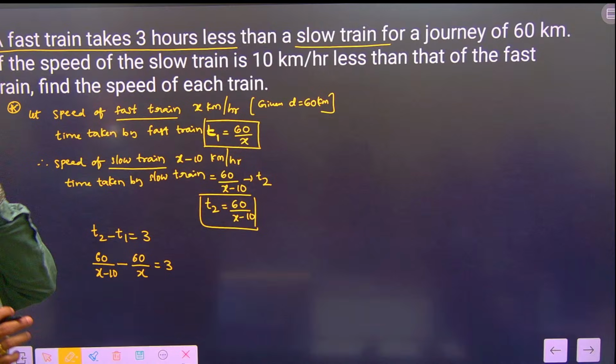So what do we have to do here? For these two we should take the LCM. x should be multiplied here, and x minus 10 should be multiplied here. I am writing here. So what happens? 60 into x minus 60 into x minus 10, by x into x minus 10. This we have to take the LCM. Here only we have to be careful.